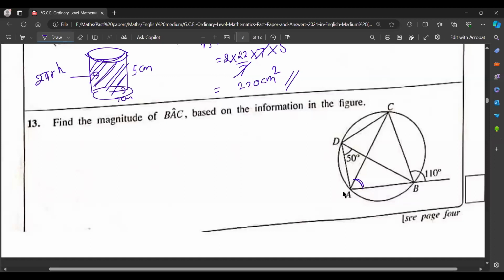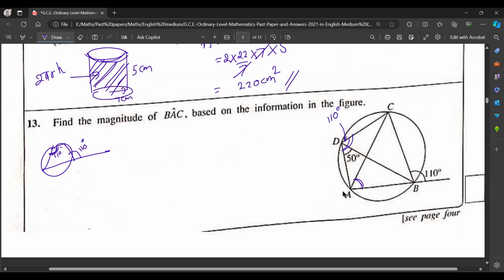Exterior angle equals the interior opposite angles theorem. Remember, the exterior angle is equal to the sum of the interior opposite angles. So this one is 110, so this one also 110. What is the interior opposite angle? This whole part should be 110.